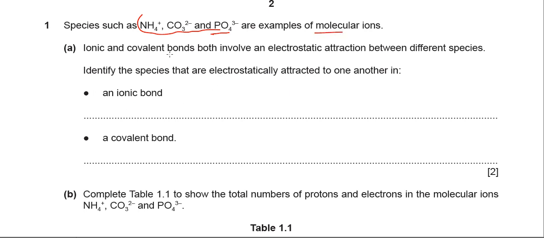Now, ionic and covalent bonds both involve an electrostatic attraction between different species. Identify the species that are electrostatically attracted to one another in an ionic bond. So definitely the examiner is asking us to define ionic bond, but as this is advanced level chemistry, there is no direct question to define ionic bond, so they ask the same question in a different style. So what is an ionic bond? The attraction between oppositely charged ions.